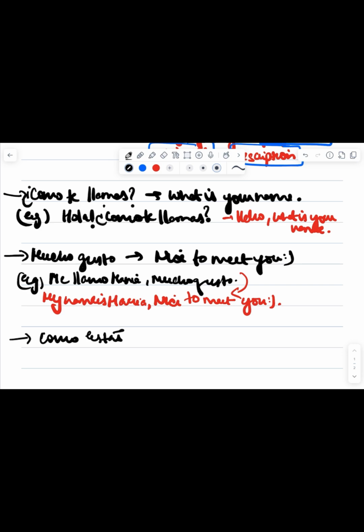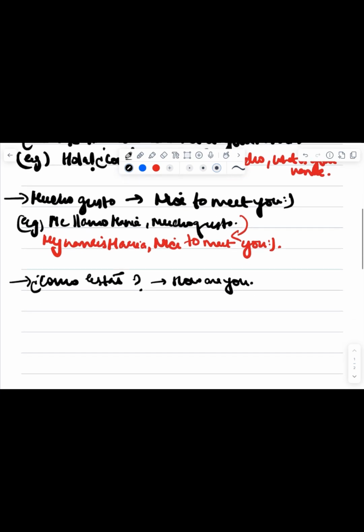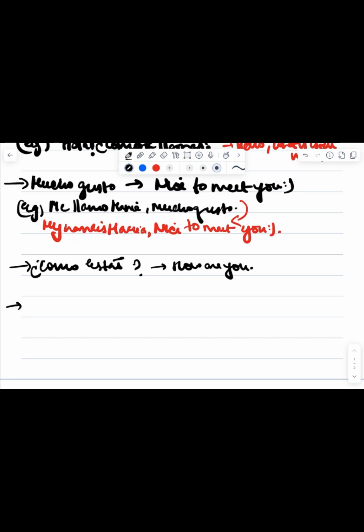Communicate with your friends. The fifth phrase is ¿Cómo estás? Once you've introduced yourself, you can continue the conversation by asking, how are you? It's one of the most common questions in Spanish and it is used every day whenever you want to ask someone how they are doing. This is the phrase to remember.